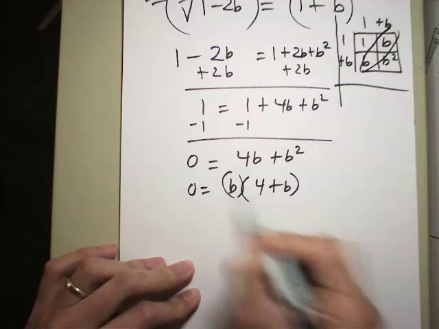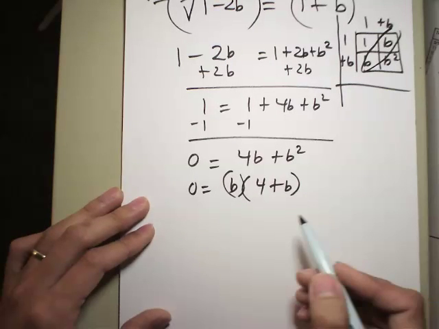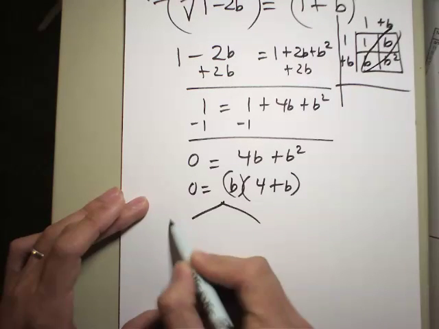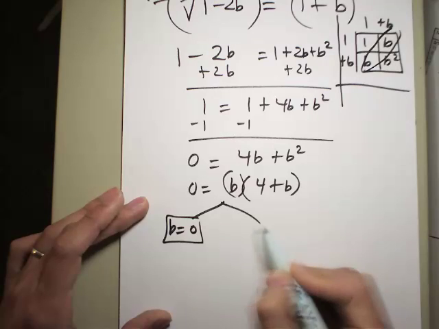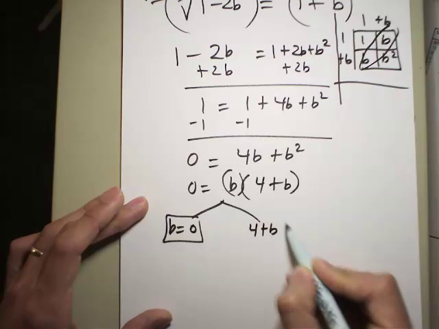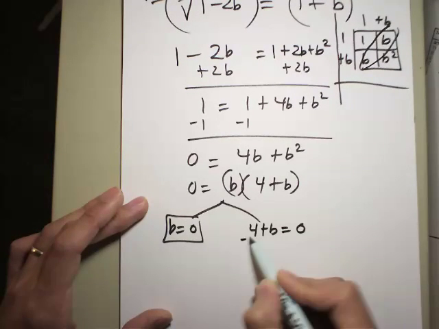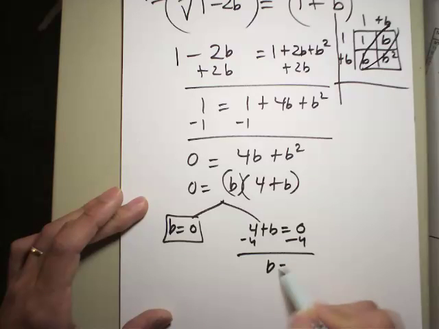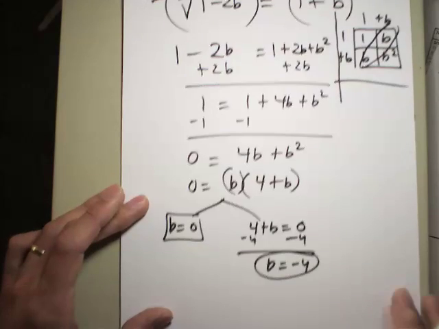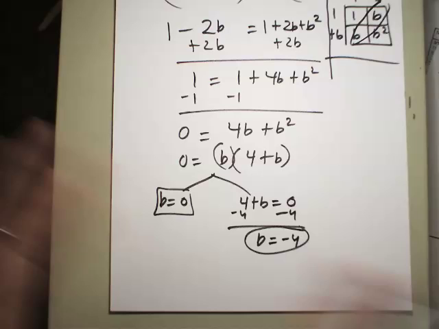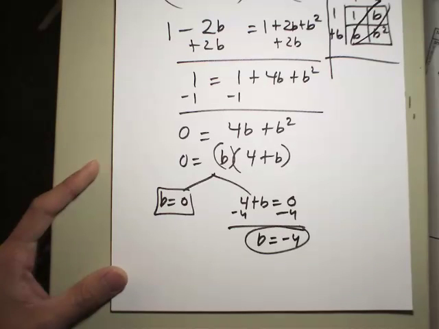There's a GCF of b. And once again, I have two cases. I'm going to use my zero product property. So b is 0. That's one solution. And the other one is 4 plus b equals 0. Solve for it. b is negative 4. Now, like I said, don't assume that this is correct right away. You really want to test it out to make sure everything works just fine.